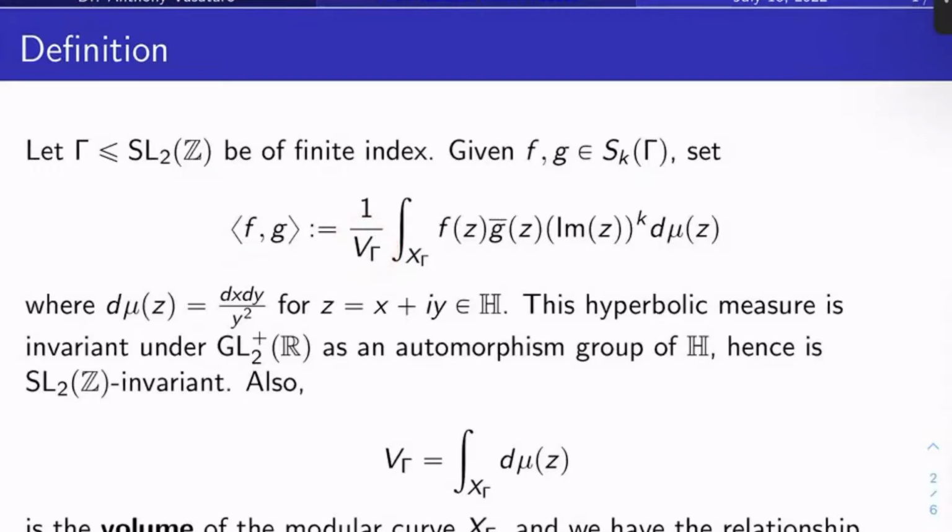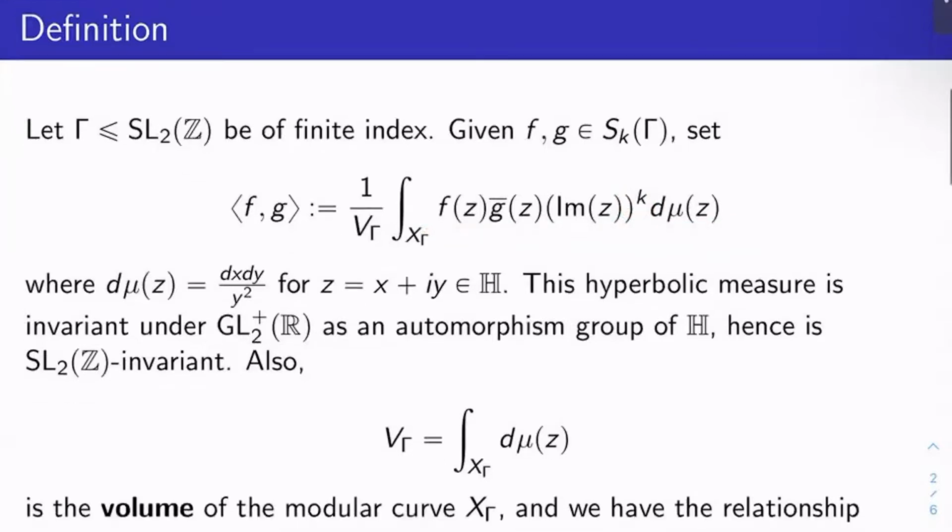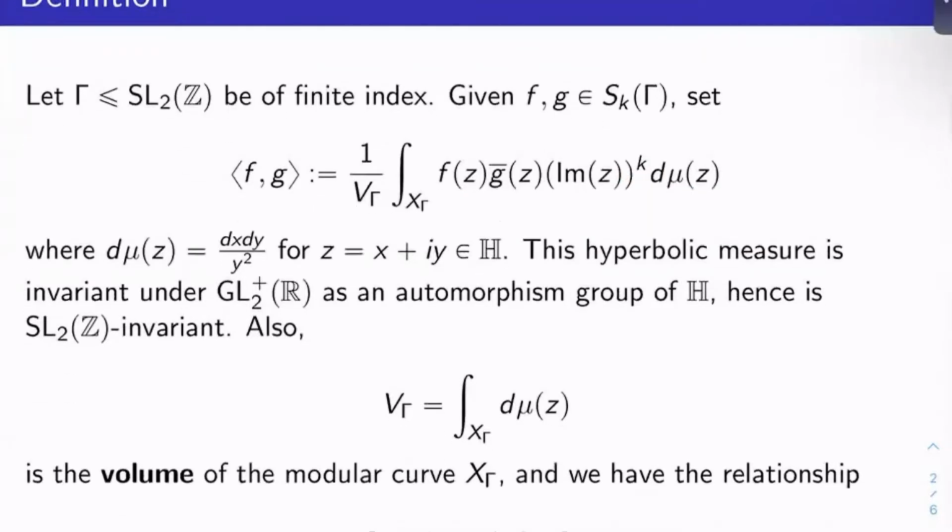times the integral over the modular curve X sub gamma, which we defined many videos ago, of F of Z times G bar of Z times the imaginary part of Z to the K power relative to the measure d mu of Z. And d mu of Z here is the hyperbolic measure dx dy over y squared if Z in the upper half plane H is given by x plus iy. Yes, this hyperbolic measure is invariant under GL2 plus of R as an automorphism group of H, and so it's SL2Z invariant, so this actually makes sense.